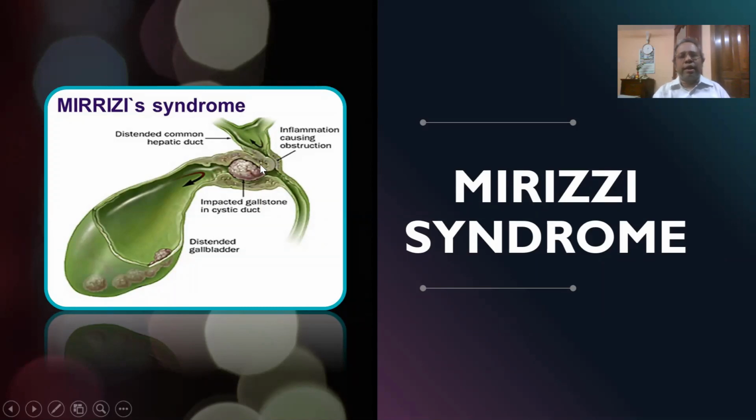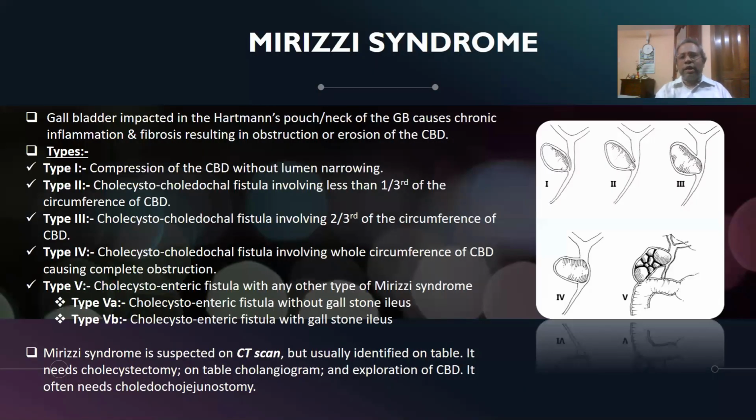So this classification is based on the involvement of the stones in the common hepatic duct. There are a lot of types written in the Indian books, but for your level, you only need two things. One is, if the stone is impacted there, it makes a pressure effect over the common hepatic duct, causing narrowing of the lumen. It is called type 1.